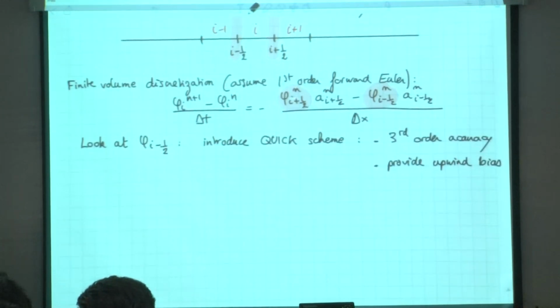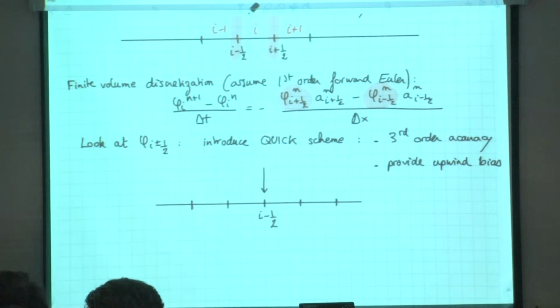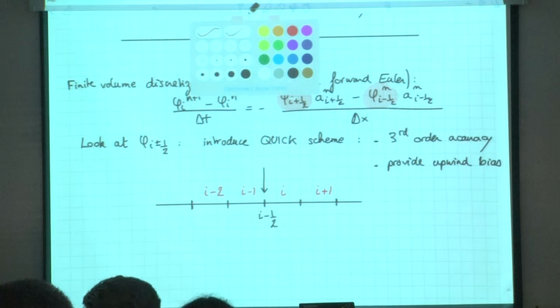And the way it's going to look is the following. So now I'm interested in I minus 1/2. This is the value that I care about. Around it, I have as part of my solution process the value of my level set at cell I plus 1, at cell I minus 1, and at cell I minus 2. I need to go further out. I can't stick to the direct neighbors because I want to go for third order accurate.